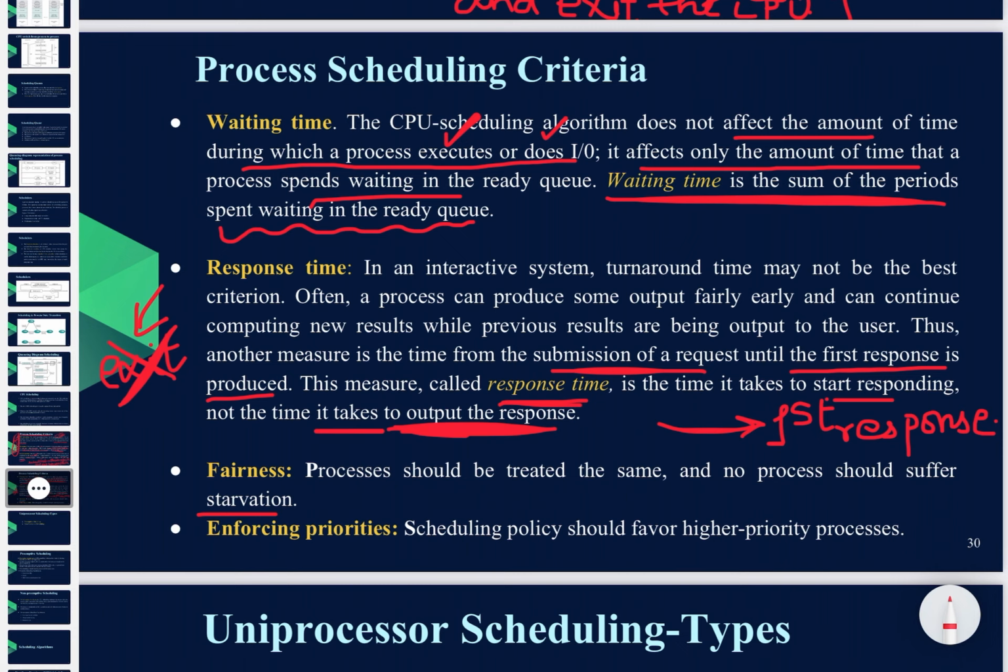Enforcing priorities. Scheduling policy should favor the highest priority process, the one which has to be executed at this present moment. That process will be given the first priority and it will be allocated the CPU. So the highest priority process is always considered.